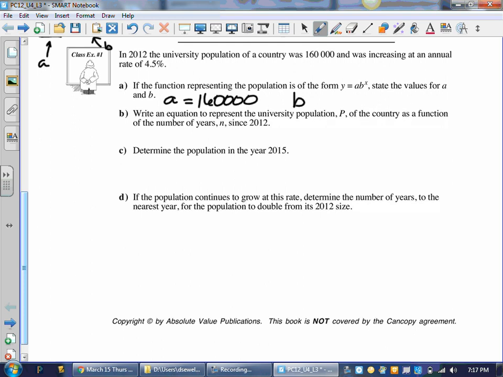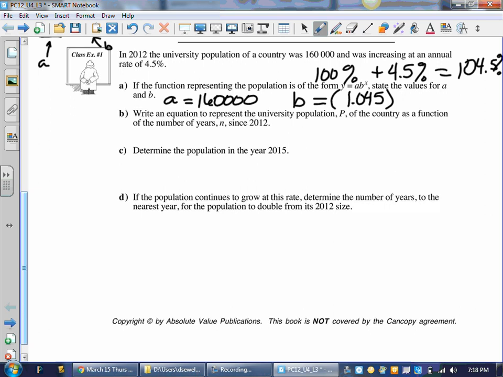What is the B? What is the base? Well, it's increasing at an annual rate. That means there's all of it, or 100%, plus 4.5%, which is 0.045. So let me write that again: 100% plus 4.5%. And when you did that, you'd have 104.5%. Correct? So if I change the 104.5% to a decimal, I will actually get 1.045. So that's how you get the base of your exponential function.